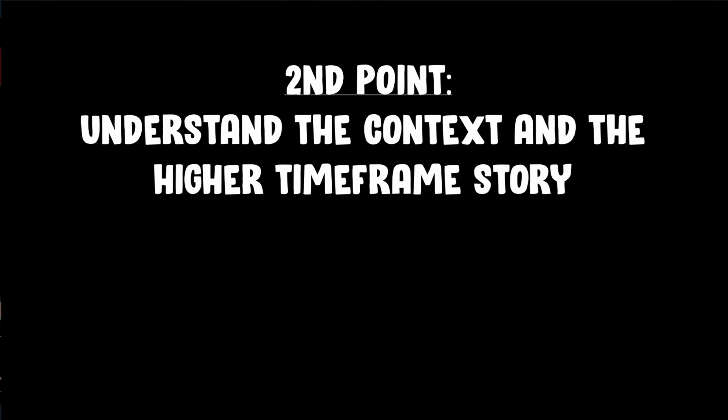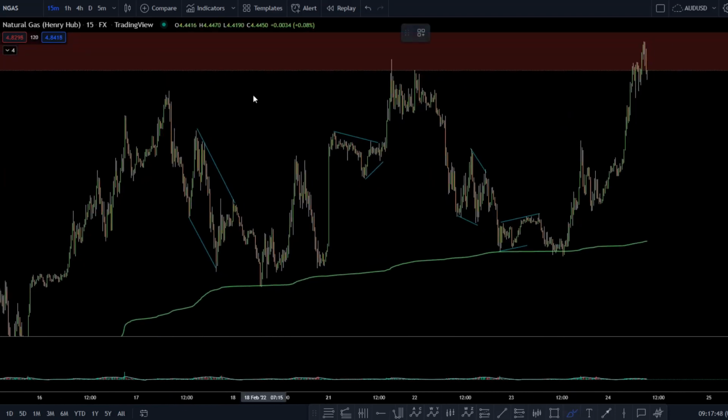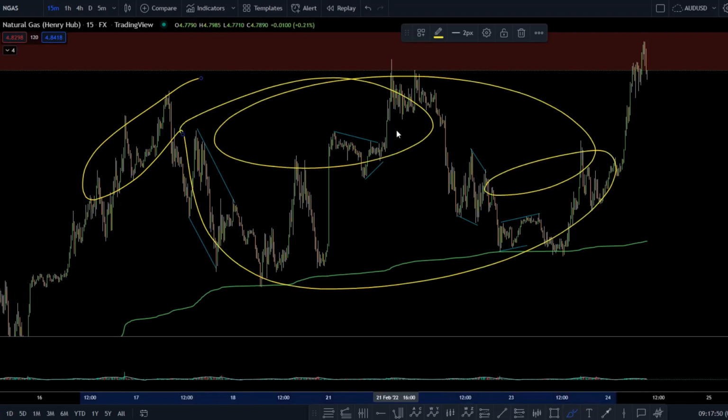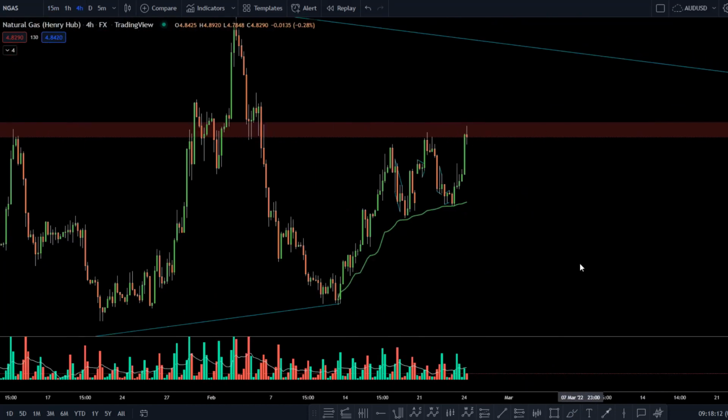This is why, and here comes my next point, always understand the context and the higher time frame story. The market is based on the concept of demand and supply, and the price data, what you see here, all of this, is a reflection of that. The price is telling us a story. If we're willing to listen to it objectively, then we can create specific methodologies and systems to take advantage of it.